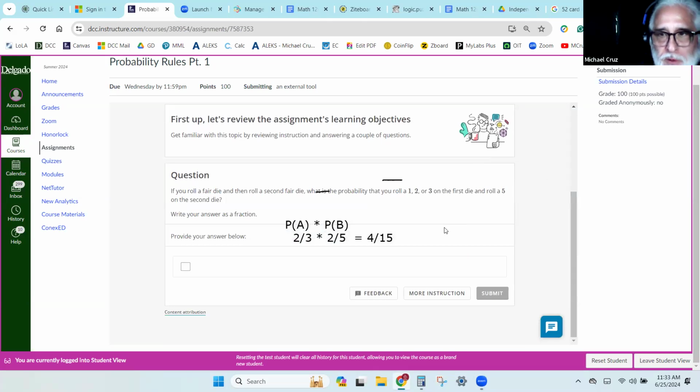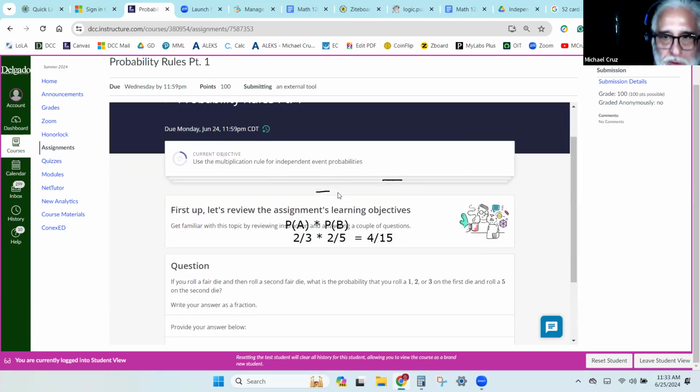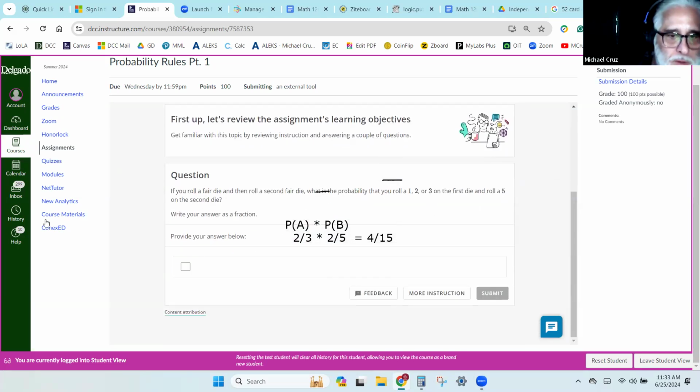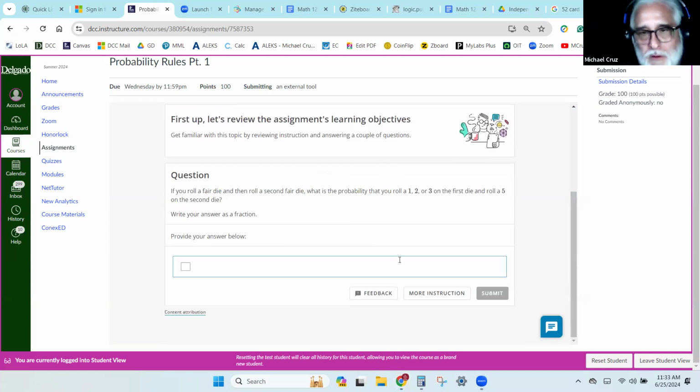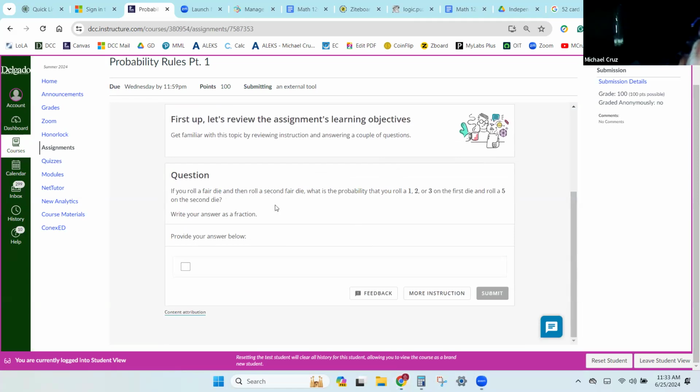First, let's read the assignment's learning objective. Get familiar with this topic by reviewing instruction and answer a couple of questions. Well, I'm not sure what they mean. Okay, I guess this is the questions they're talking about. If you roll a fair die and then roll a second fair die, what is the probability that you roll a 1, 2, or 3 on the first and roll a 5 on the second?